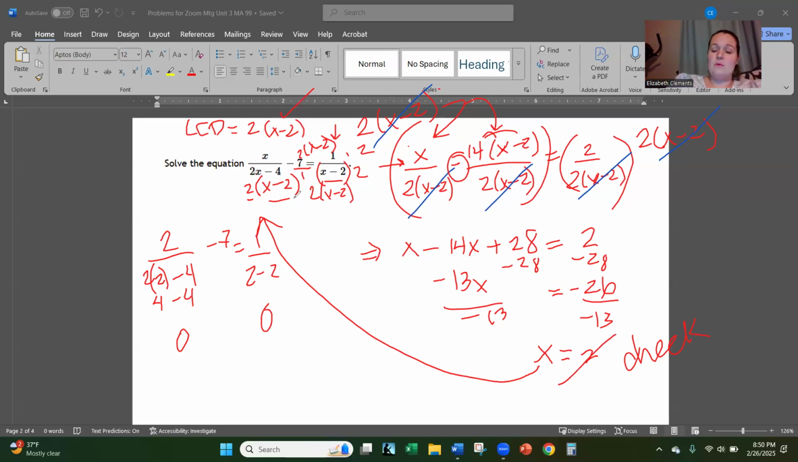So that means this answer doesn't work, and we don't have any other answers. So that means our answer is DNE, or does not exist. Do not forget to check your answer. First part is to solve, second part's to check.